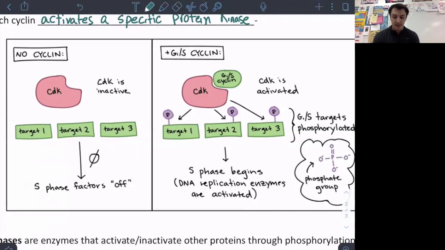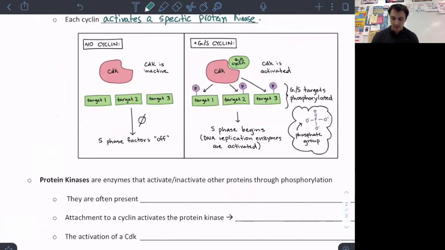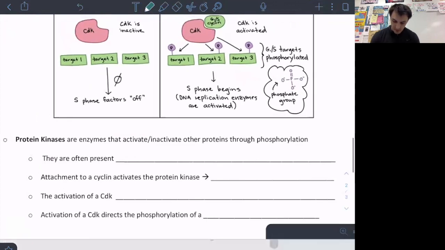When cyclin is not present, on our left side here, this protein kinase, the CDK, is going to be inactive. These cyclins' purpose is to activate these kinases. So let's go ahead and jump down.